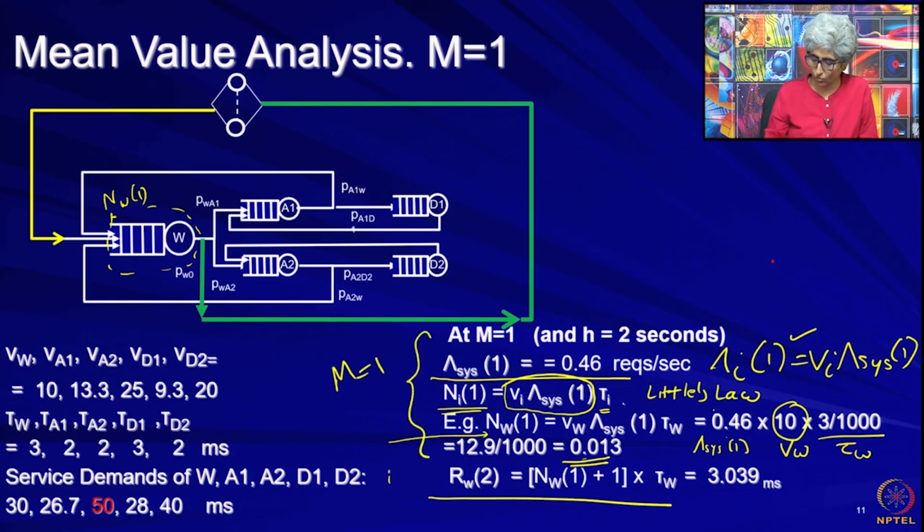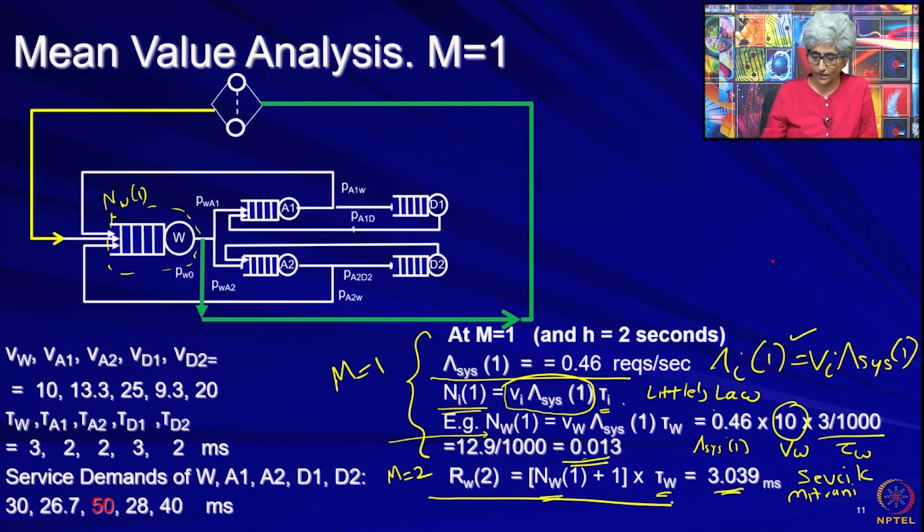Now the m equal to 1 iteration completes here. Now we go to m equal to 2, when there are 2 customers in the system. This is the Sevcik-Mitrani theorem. The theorem tells us that RW(2), the response time at the web server for example, is going to be the average number of customers at the web server when there is only one customer in the system, plus 1, this customer itself, multiplied by the service time, and that gives us this number.